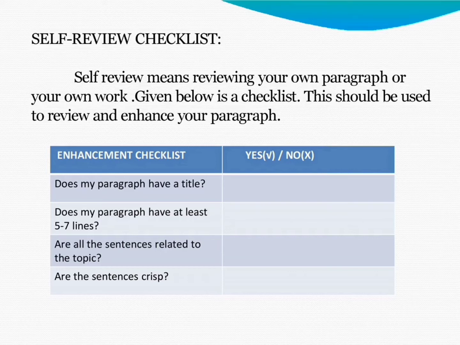So the first one is, does my paragraph have a title? So already we saw every paragraph must have a title, okay? Because on reading the title itself you can find out what the paragraph is mostly about. If the title is India, on reading the title itself you can find, okay, this paragraph is about our nation India. So easily you can gain more points, easily you can check your previous knowledge about the passage, okay?